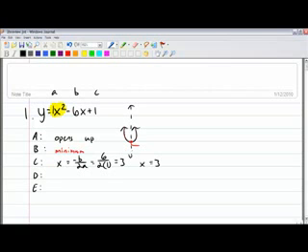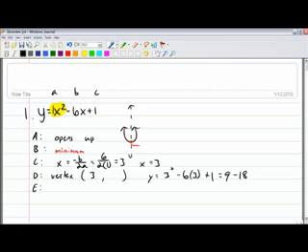Part D, we're looking for the coordinates of the vertex. So vertex, well, we already found the x-coordinate of the vertex. That's negative b over 2a. So that's 3. The y-coordinate is going to be whatever y is when x is 3. So 3 squared minus 6 times 3 plus 1. So 9 minus 18 plus 1, which is negative 8.